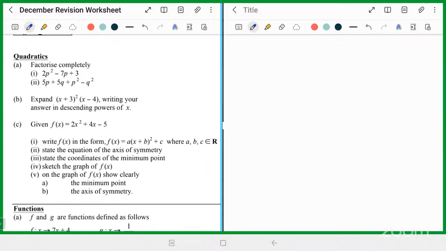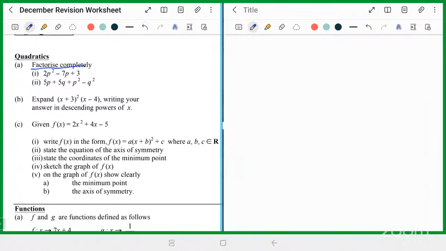So this first question here wants us to factorize these 2 expressions. This one is a quadratic. This one is what we call factorization by parts or by grouping. Alright, so let's do the quadratics first.